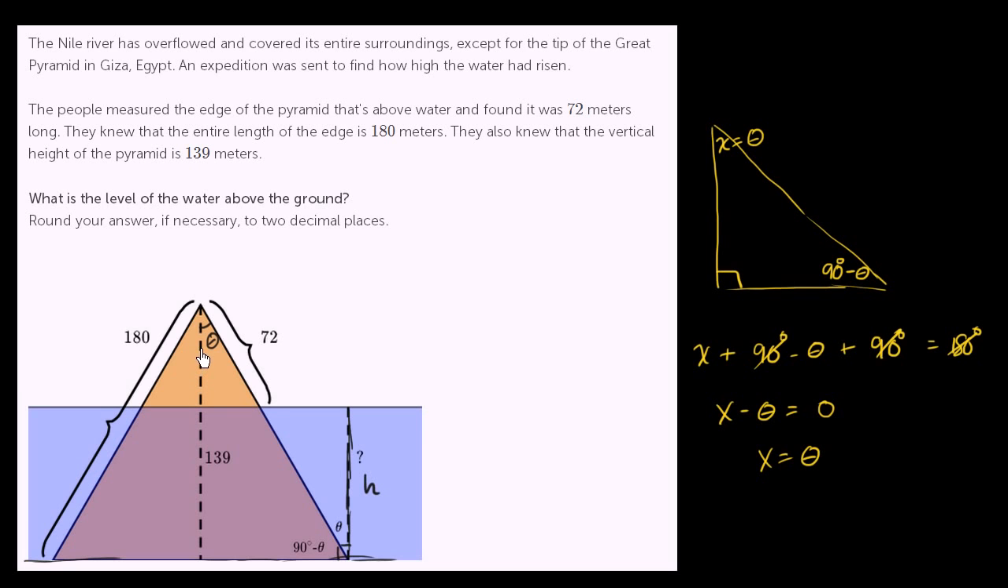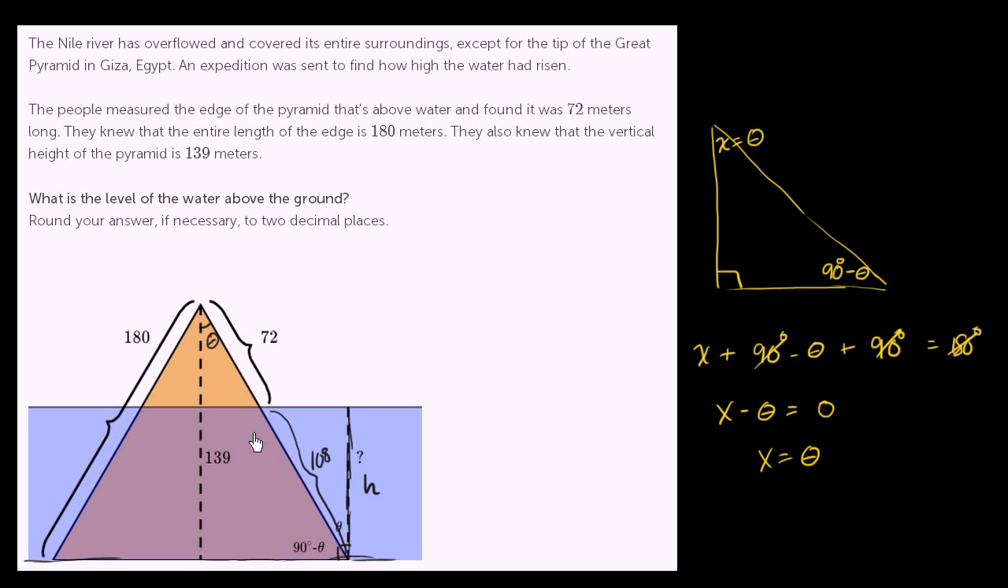And what else do we know? Well, we know that this is 72. We know that the whole thing is 180. So if this is 72 and the whole thing is 180, the part of this edge that's below the water, this distance right over here, let me draw it in black without cluttering the picture too much, is going to be 108. 108 plus 72 is 180. So what does this do for us? We need to figure out this height.